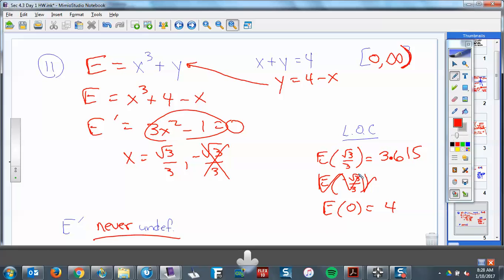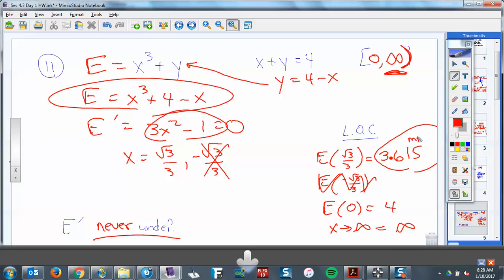And then here's the other thing. Since your other endpoint is infinity, they just said x greater than or equal to 0, I think it's a good idea to throw that in there. What's happening as x goes to infinity on E? It just gets bigger and bigger. You've got x cubed, right? It's just going to infinity. So clearly, there is your minimum.